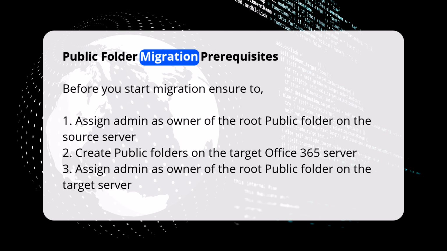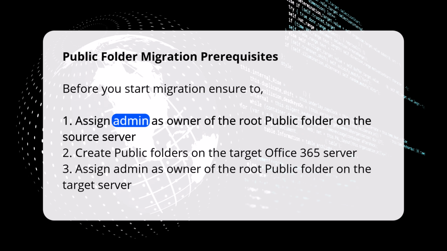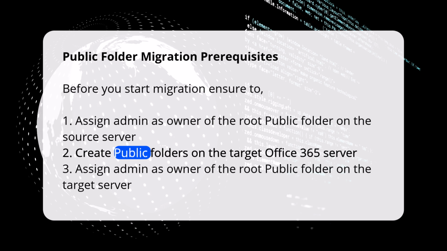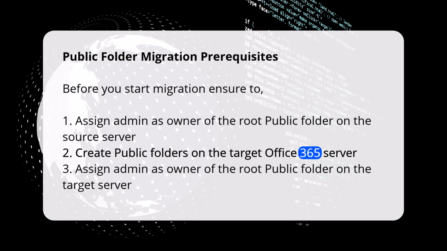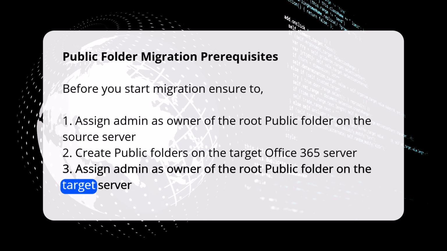Public folder migration prerequisite. Before you start migration, ensure to assign admin as owner of the root public folder on the source server. Create public folders on the target Office 365 server. Assign admin as owner of the root public folder on the target server.